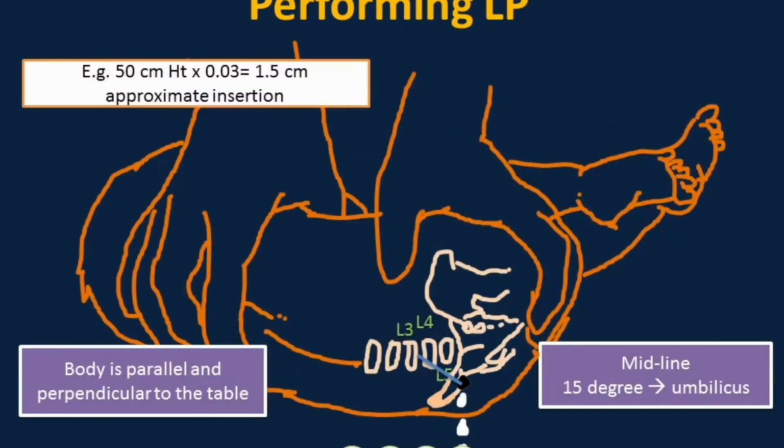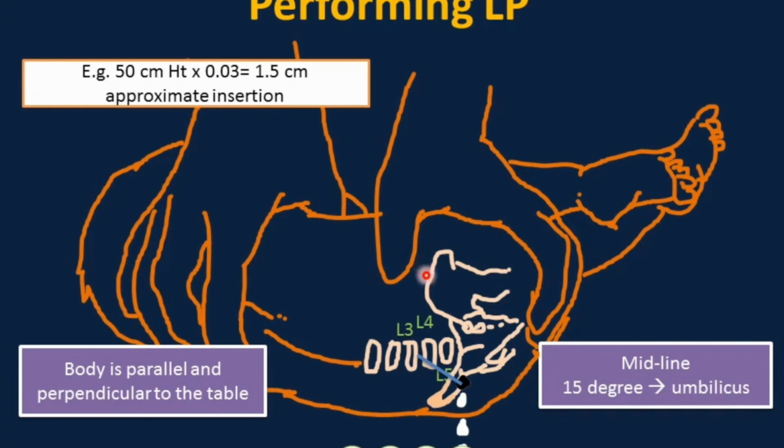And now, it's time to perform the procedure. Before doing it, confirm the back is parallel to the table. The infant or the child is in a good arch position, arching like this or in a fetal position, as this will give you a better space between the spine and easier insertion of the needle.